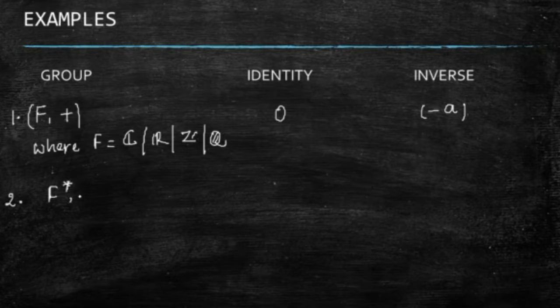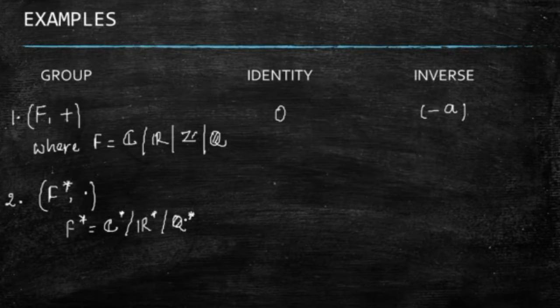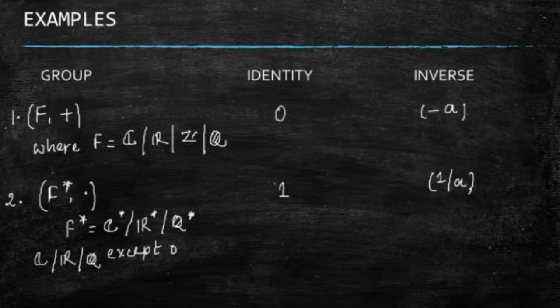Next will be F star with the product, where again F star is C star or R star or Q star in this case, where C star represents all the complex numbers except 0. So C or R or Q except 0 is referred to as C star, R star or Q star. In this case the identity is 1 and the inverse is 1 by a, or a inverse, right?